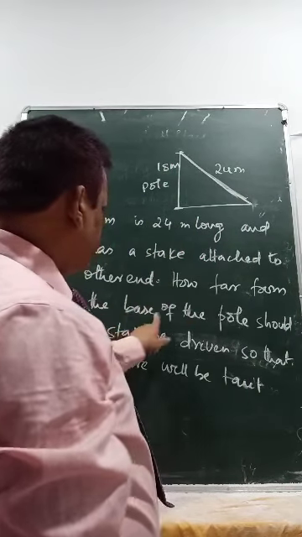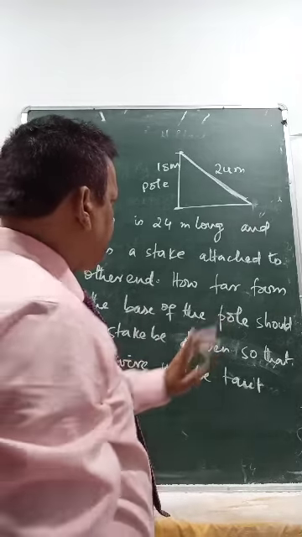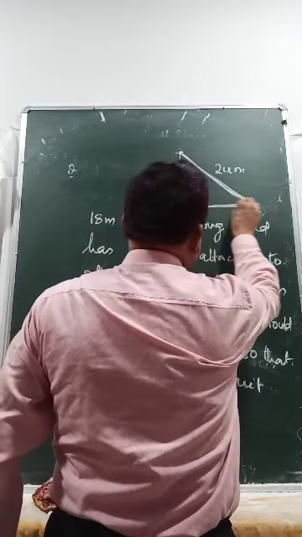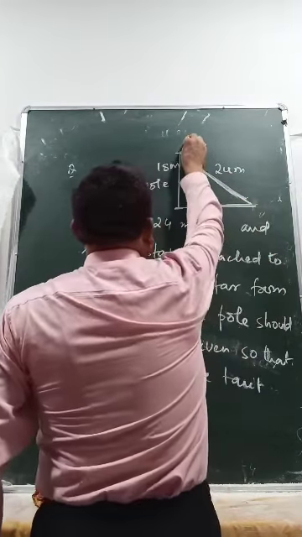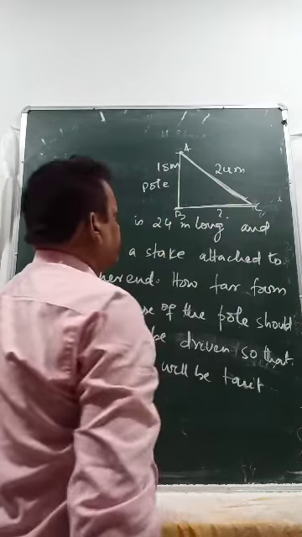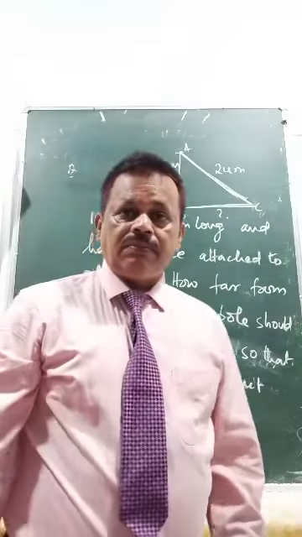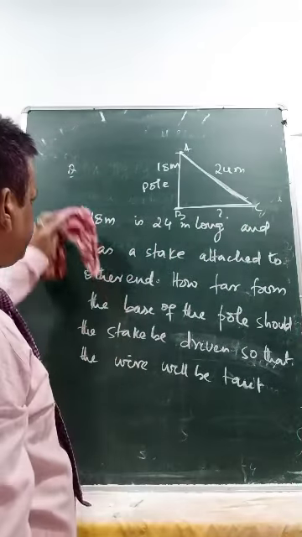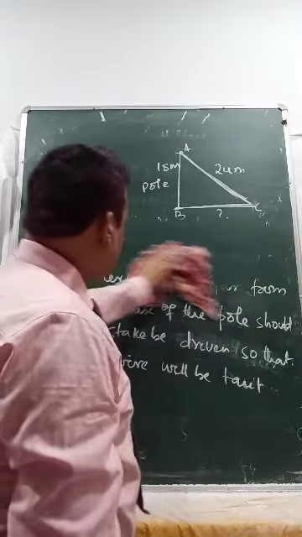How far from the base of the pole should the stake be driven? Means how far from the base of the pole, if this is A, this is B, this is C, this you have to find. So use Pythagoras theorem. This is easy, you can do. Okay, over.